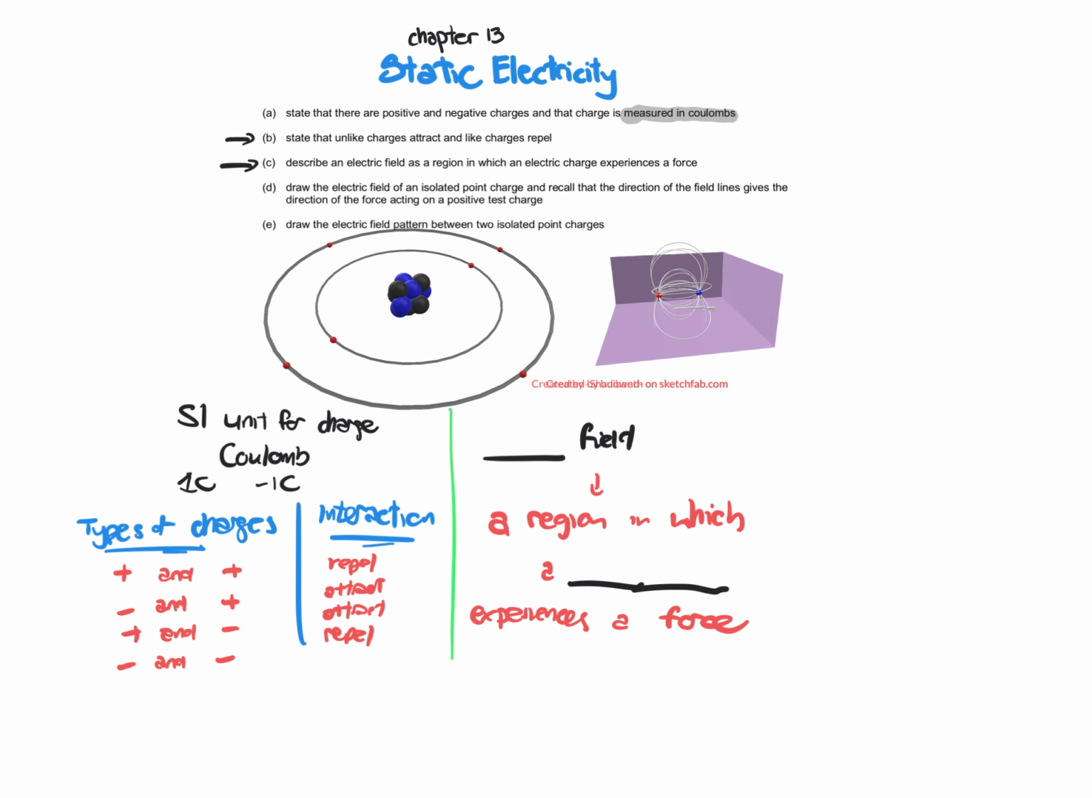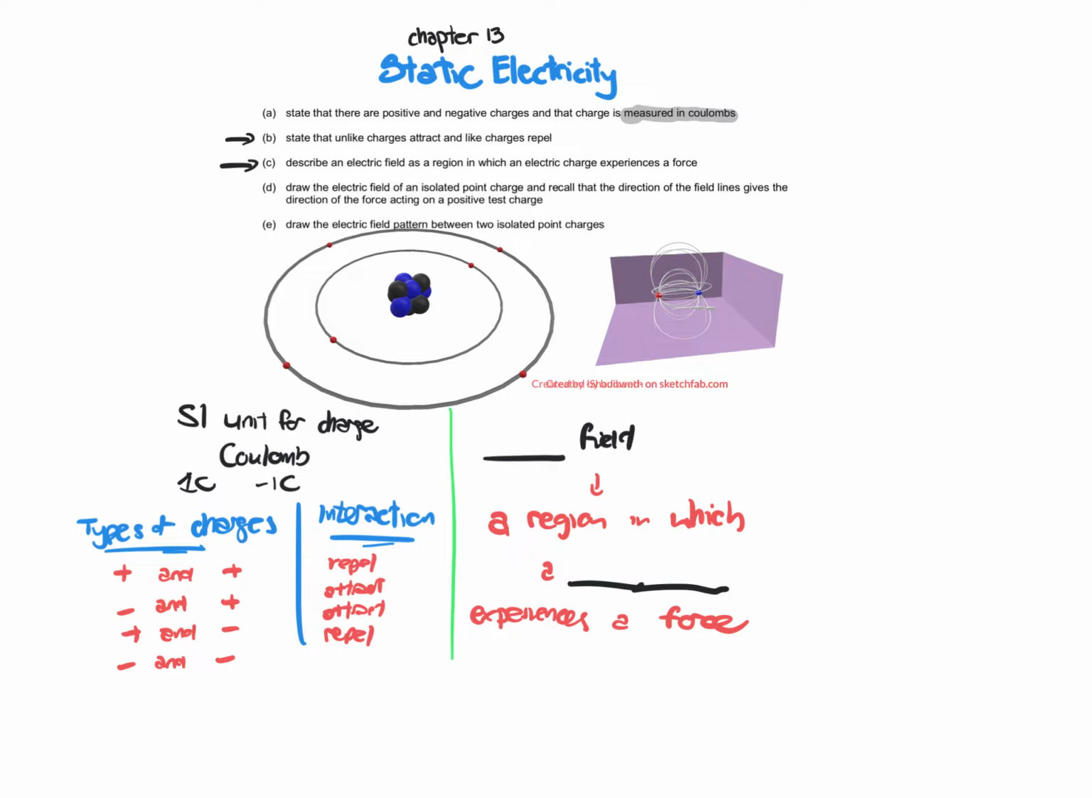If you think about it this way, there's always this template in which you would define fields. If I talked about a gravitational field, it's a region in which an object or a mass experiences a force. What about magnetic field? A magnetic field is a region in which a magnetic item or magnetic object experiences a force.